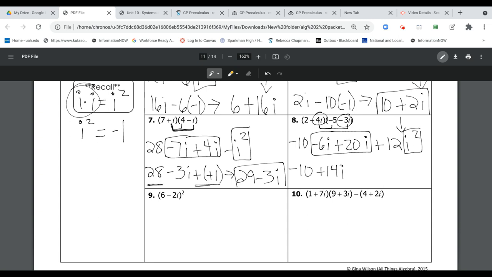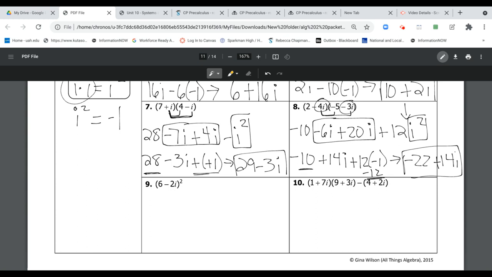Here, I'm going to have to turn that i squared into a negative. So that produces -22, because that turns into a -12. -10 and -12 become -22 plus 14i. That would be my final answer for number 8.